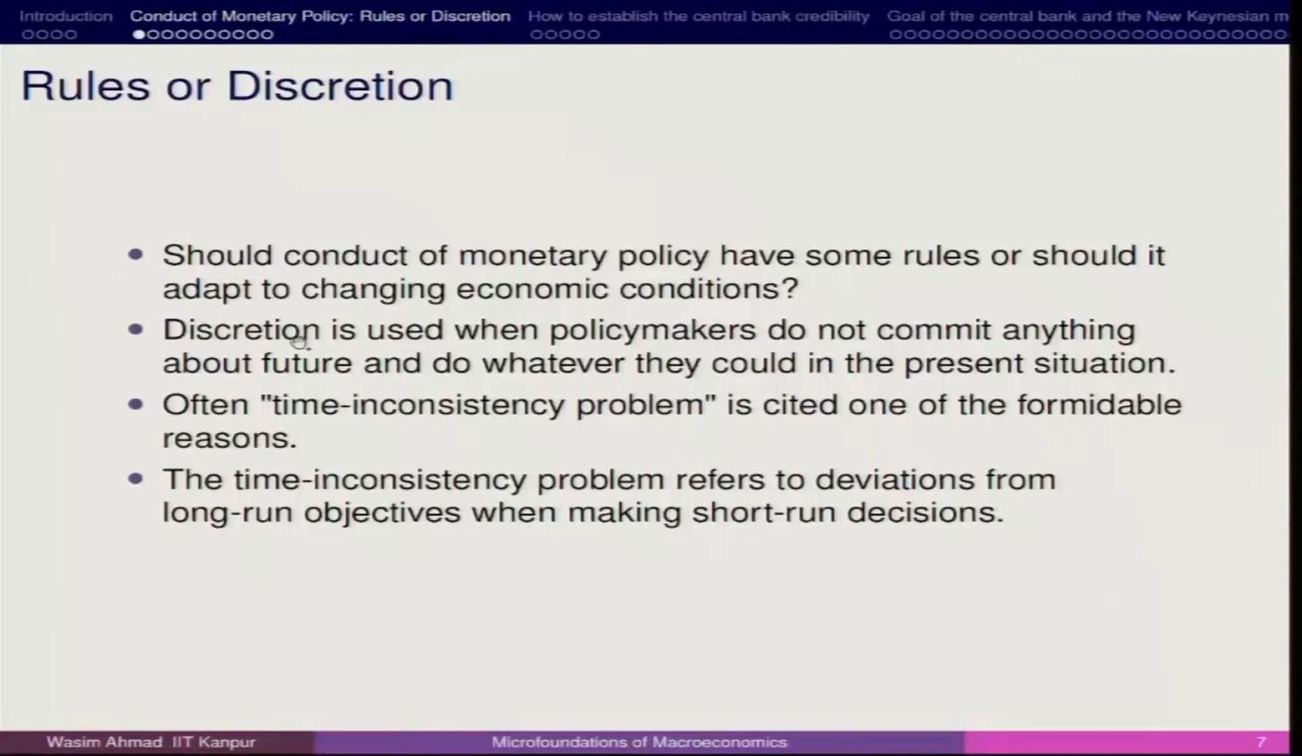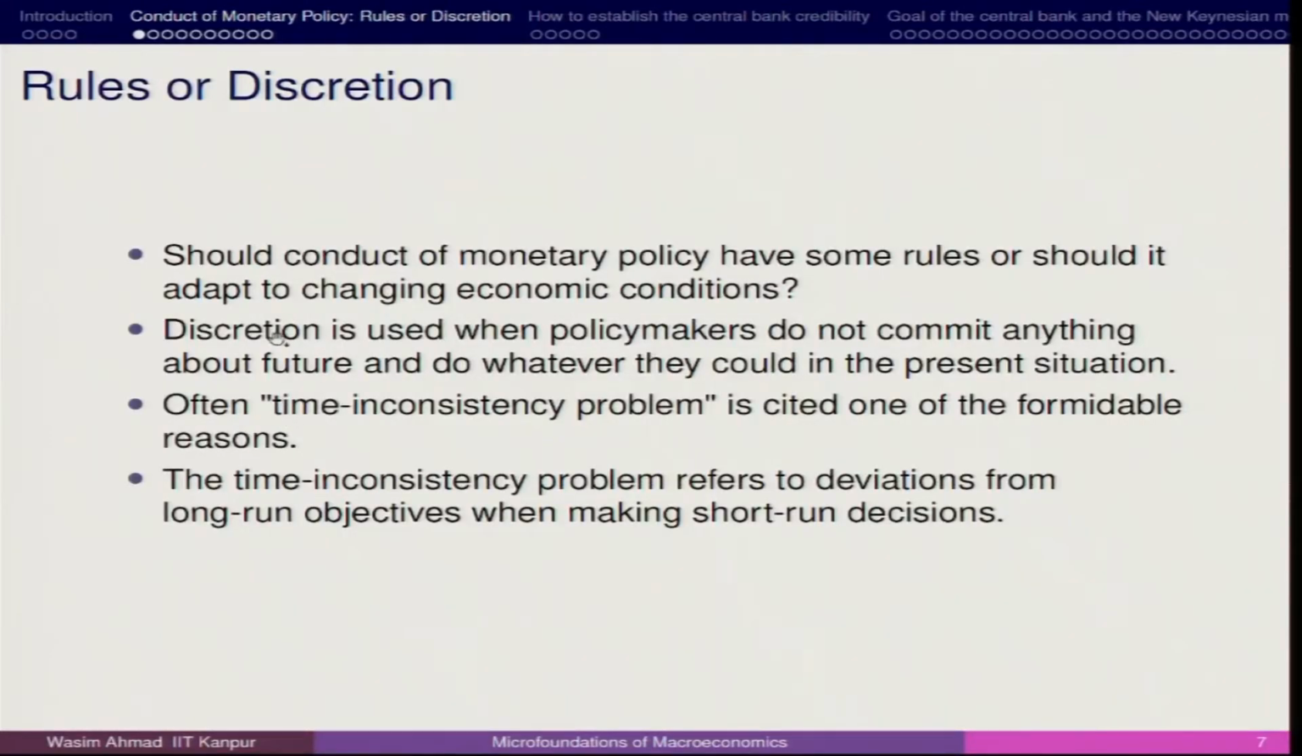So, discretion is used when policymakers do not commit to anything about the future and do whatever they can in the present situation. As I said, you may have a demand shock or supply shock arising instantaneously in the economy. How do you counter that? If you take decisions to counter it without caring about the future, we call that discretion. Now, one of the reasons why discretion is always a major challenge for policymakers, and is not a very highly regarded stand, is that it deals with what we call the time inconsistency problem.